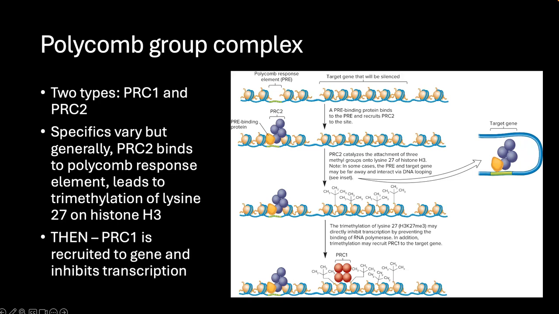Let's take a look at how the polycomb group complex proteins work to repress gene expression. The process is diagrammed in the figure here and involves two types of protein complexes, the PRC1 and the PRC2. Generally, what happens is the PRC2 binds to the polycomb response element in the DNA, and that leads to the trimethylation of lysine 27 on histone H3 in several subsequent histone octamers. This trimethylation prevents gene expression, but also likely recruits the PRC1 to bind to this region.